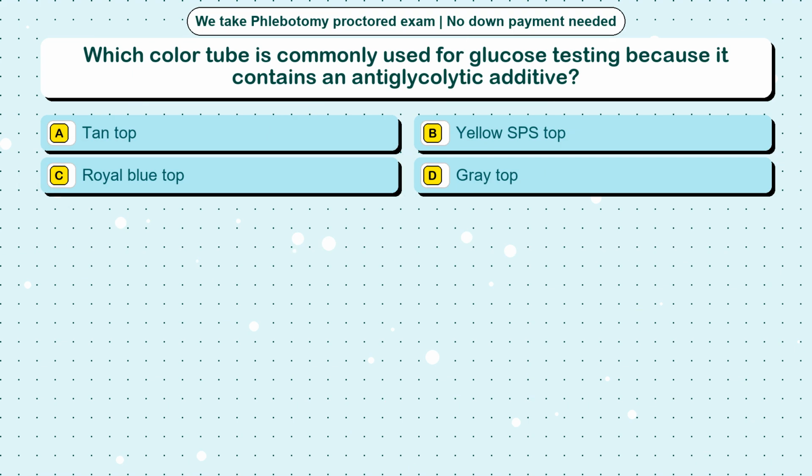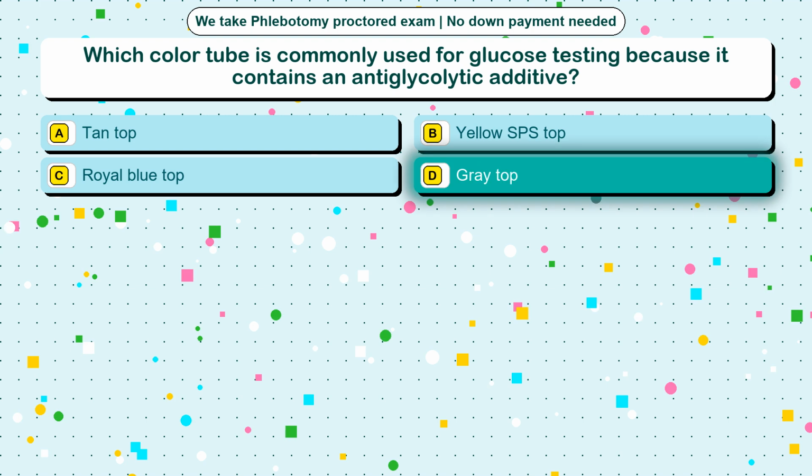Question 49. Which color tube is commonly used for glucose testing because it contains an antiglycolytic additive? Option A, tan top. Option B, yellow SBS top. Option C, royal blue top. Option D, gray top. The correct answer is option D, gray top.